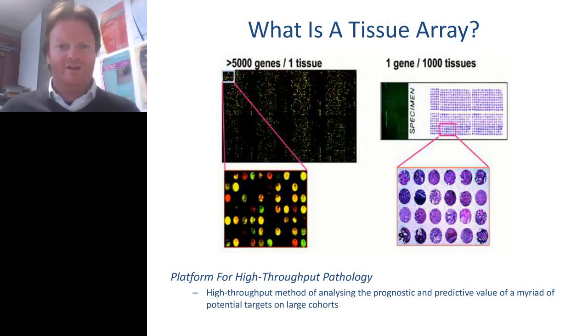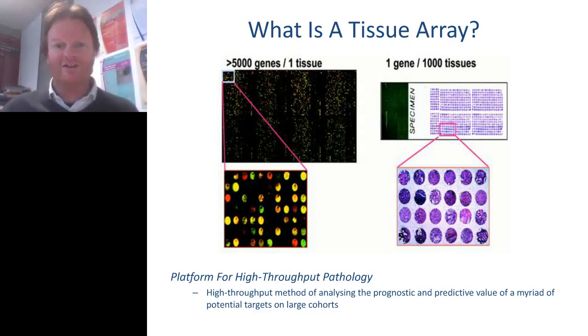To begin with, I suppose we should define what a tissue array is. Traditionally our discovery approaches would look at large numbers of genes or large numbers of targets in small numbers of samples in order to identify those that we think are associated with the progression of the disease or the response to a drug. Whereas tissue arrays allow us to invert that and to look at one gene or one protein, or a small number if we use multiplexing approaches, in tens or hundreds or thousands of cancer tissues.